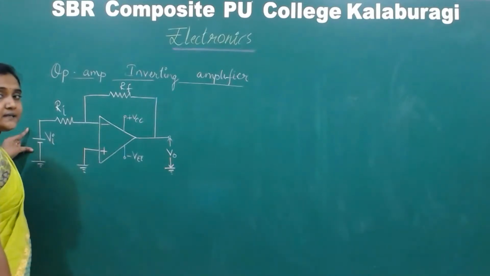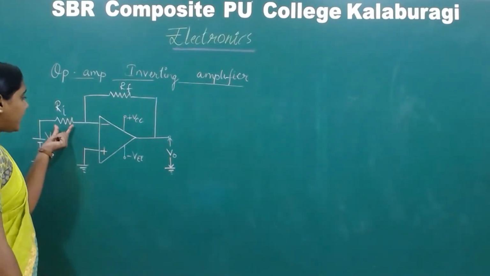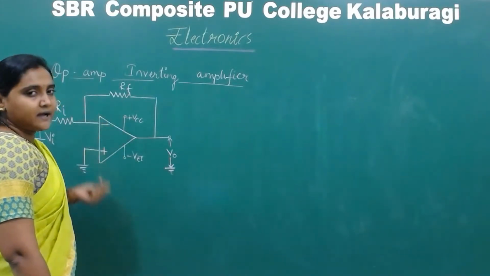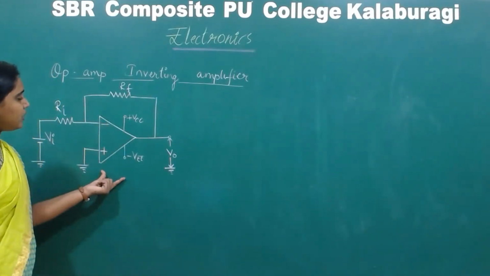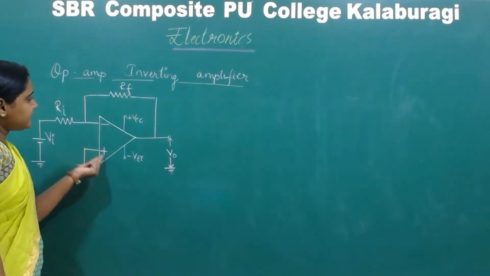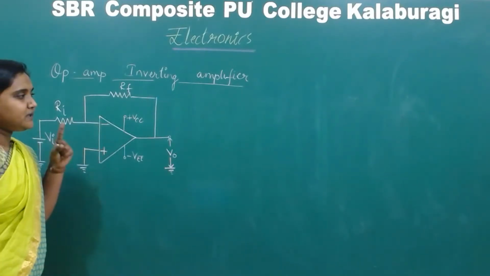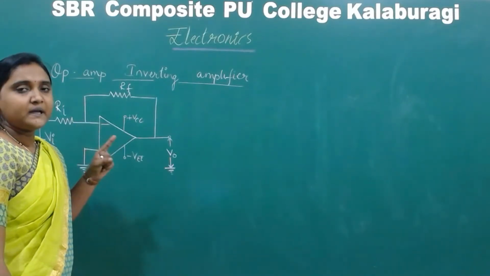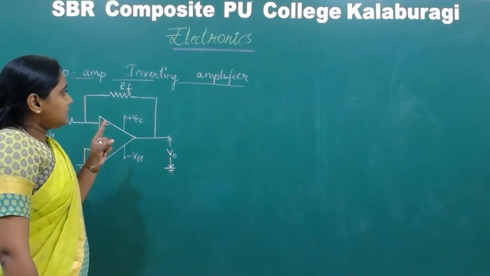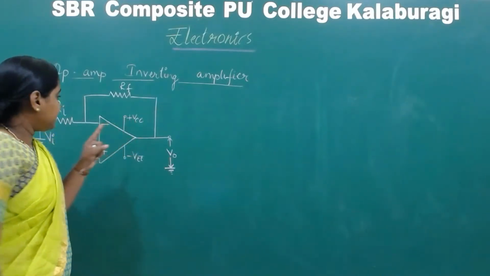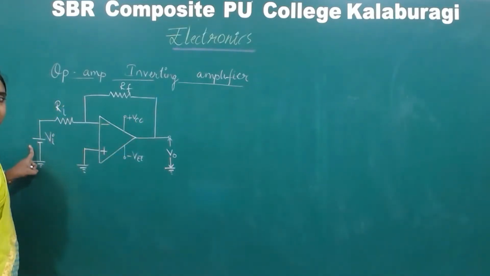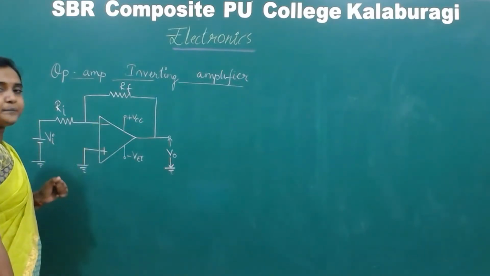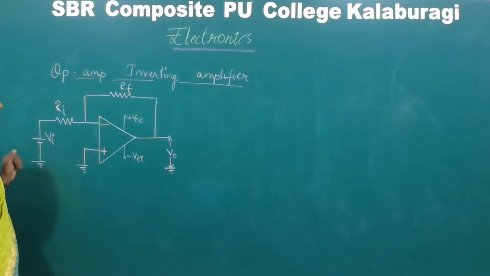The input Vi is applied to the inverting terminal through Ri, and the feedback voltage is applied to the inverting terminal through Rf. Okay, so this is the symbol. Inverting amplifier, non-inverting amplifier, what definition did I tell you? The input is applied to the inverting terminal of the op-amp. Such a connection is called as what? Inverting amplifier. So where we are applying the input, we are applying the input to the inverting terminal. So these are the connections for the op-amp inverting amplifier.